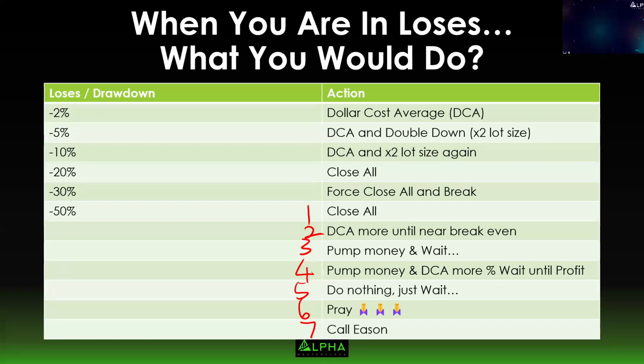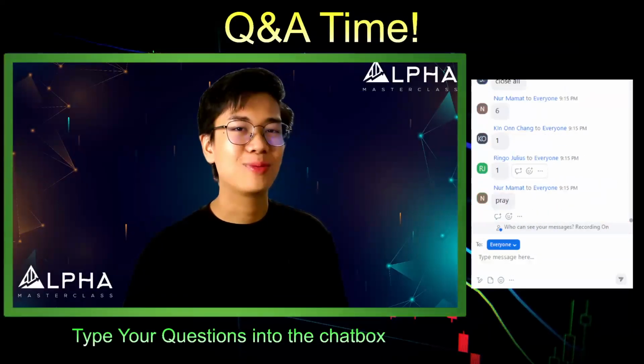Alright, 1 to 7, what would you do? Type into the chat box. When your account is in 50% drawdown, what would you do? Close shop already. Okay. Alfred, call Ethan. Close all. Now, you guys say close all. Okay, you guys say close all. Later in the simulation, we will see. You guys will close all or not?